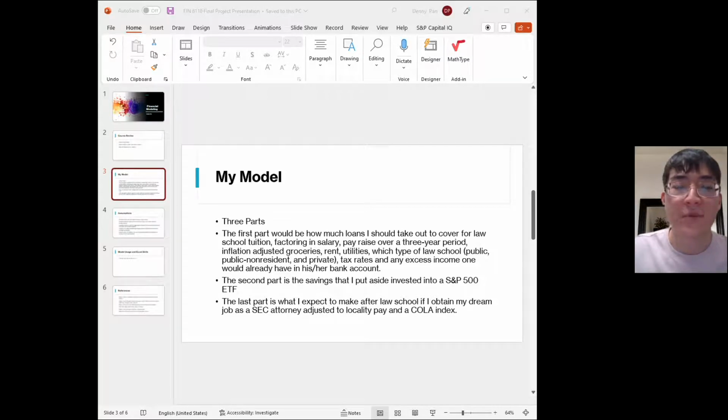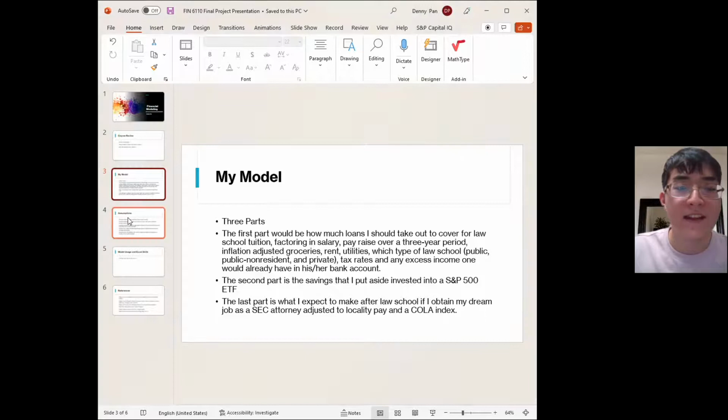The second part is the savings that I put aside, invested into an S&P 500 ETF, and how much it would grow, factoring in an aggregated inflation as well as a projected market growth all the way up to the year 2099. And the last part is what I expect to make after law school if I obtain my dream job as an SEC attorney, adjusted to locality pay and a COLA index.